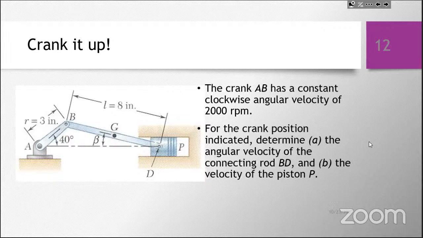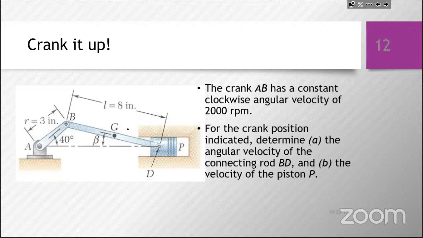Similarly, because point P is rigidly attached to point D, right? Point D is a point on the piston. It's going to have the same velocity as the piston, right? Okay. So let's run through this. How do we do this, right?